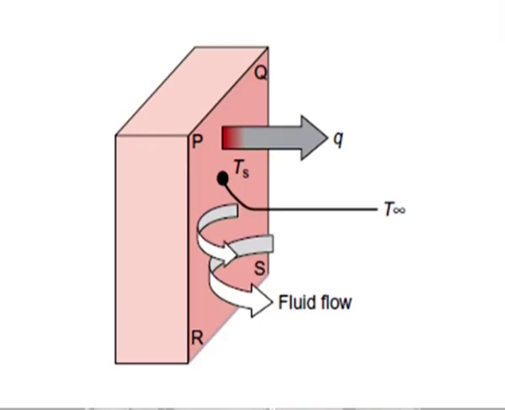Consider heat transfer from a heated flat plate PQRS exposed to a flowing fluid as shown in this figure. The surface temperature of the plate is Ts and the temperature of the fluid far away from the plate surface is T infinity. Overall, we see that the rate of heat transfer from the solid surface to the flowing fluid is proportional to the surface area of the solid, that is A, in contact with the fluid, and the difference between the temperatures Ts and T infinity.